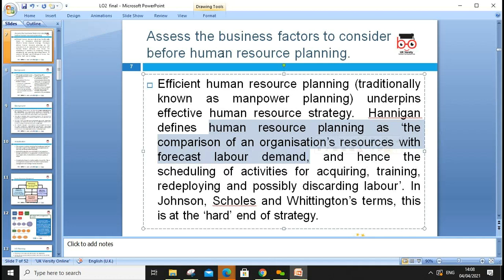If you have too many employees, think about it: many organizations fail because of an excessive supply of labor, which has a huge impact on your profitability, because your expenditures will increase. Hence the scheduling of activities: when you acquire, when you train, when you redeploy, and possibly discard labor, in Johnson and Scholes' terms. This is the hard end of the strategy, so that is crucial. When we make the strategy, we need to keep human resource planning in mind.